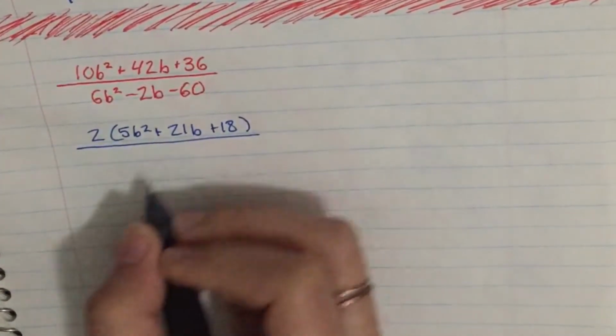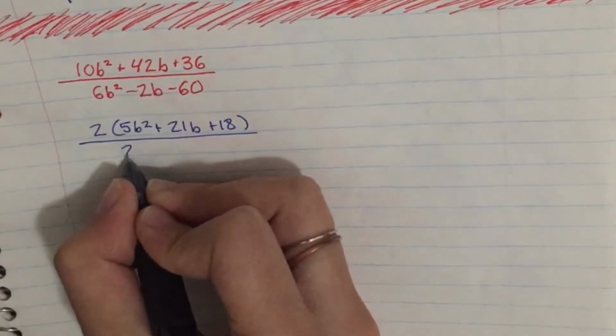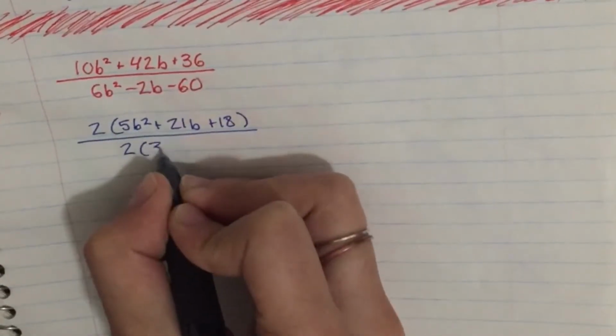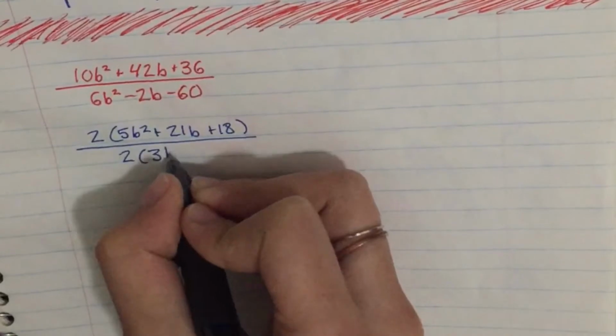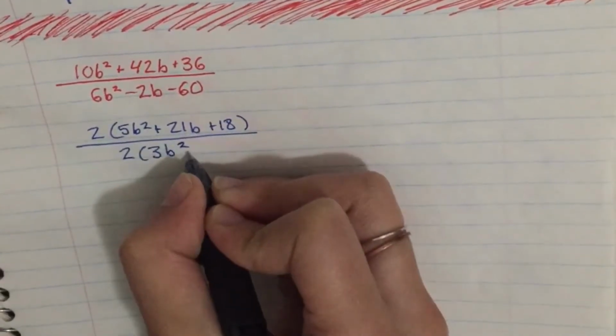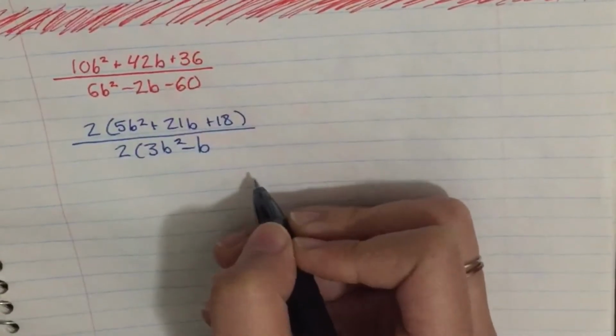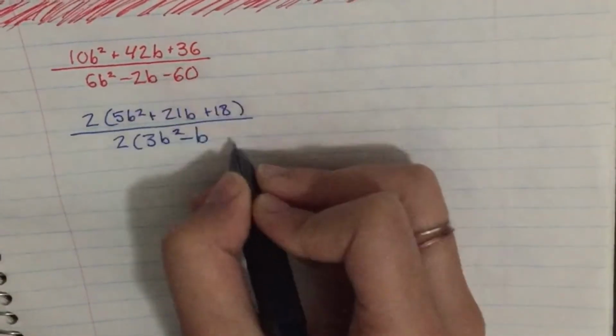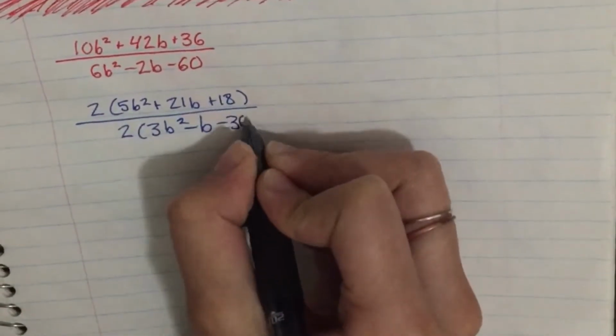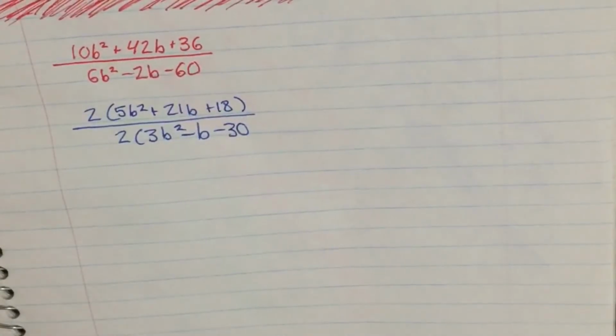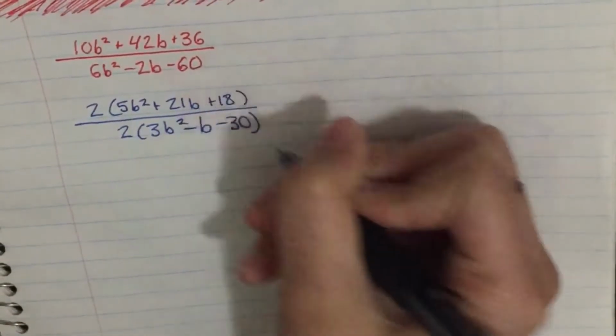And then for the denominator, we're also going to factor out a 2, and then we're going to get 3b squared minus b, which is 1b, but just the minus, and then half of 60 is 30. Okay, so we just factored out a 2 from the top and a 2 from the bottom.